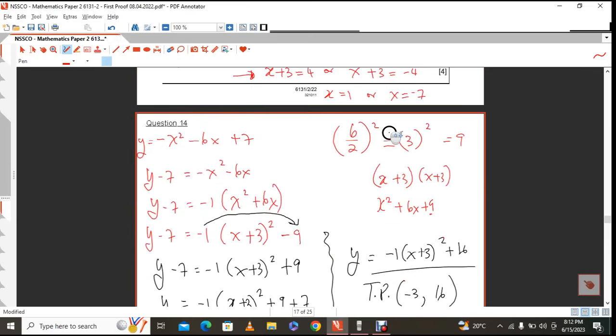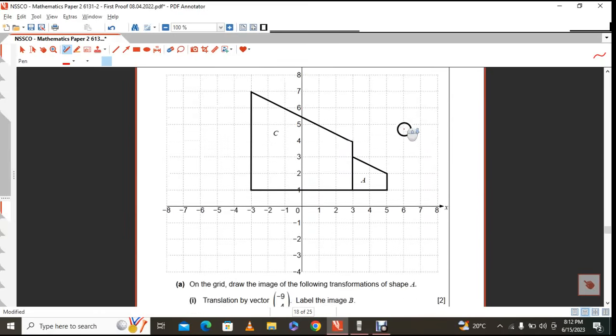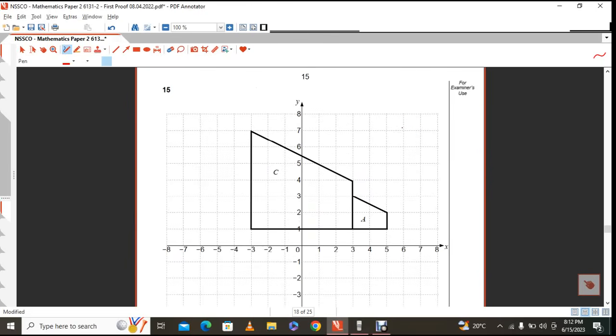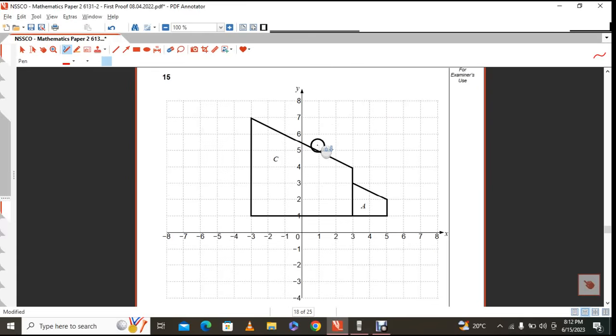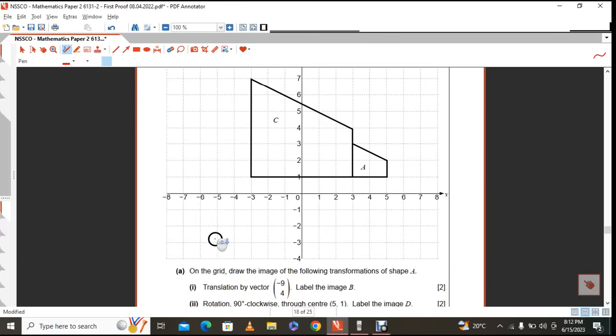All right. So that brings me to question 15. Question 15, obviously, you have transformations. And it says on the grid you are supposed to draw the image of the following transformations of shape A, and then you have to label them. So first of all, we're going to do the translation by a vector. The vector is minus 9, 4. So that is the x direction on top, and under is the y direction.